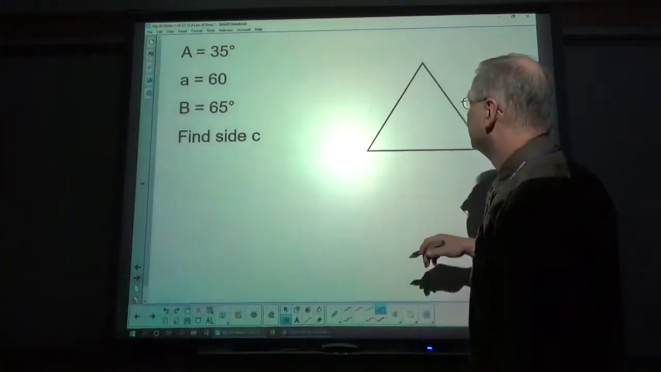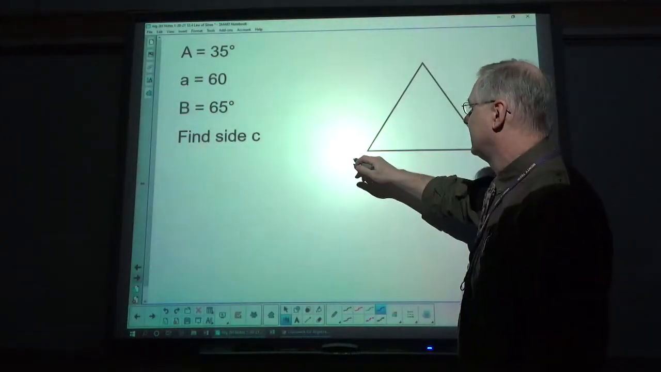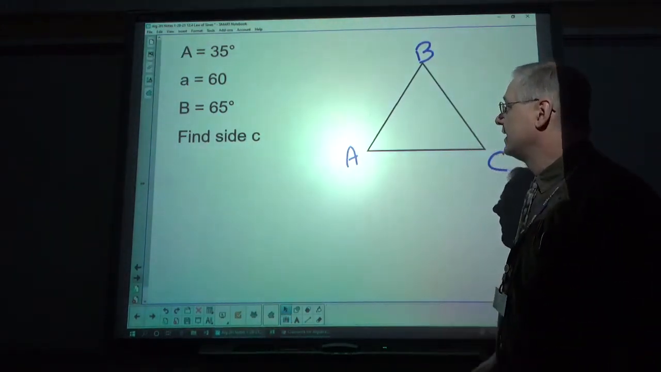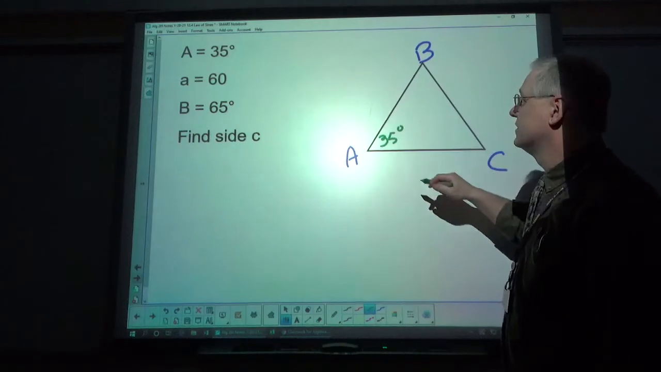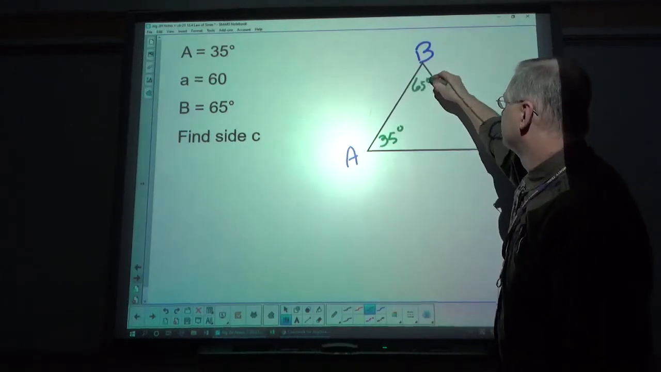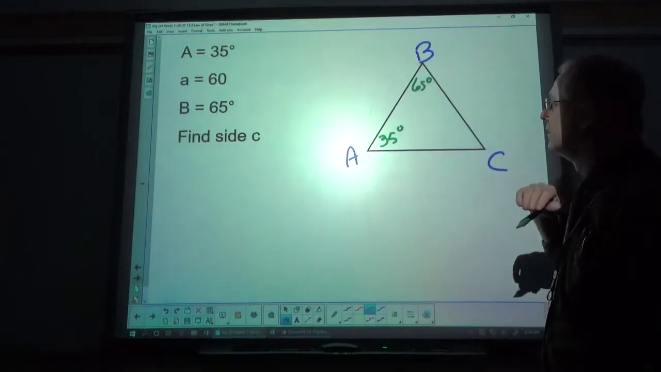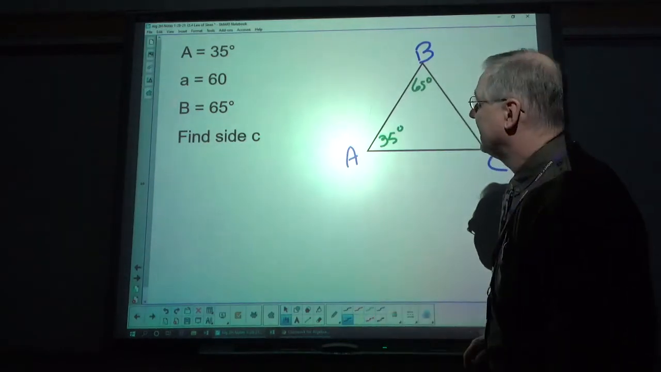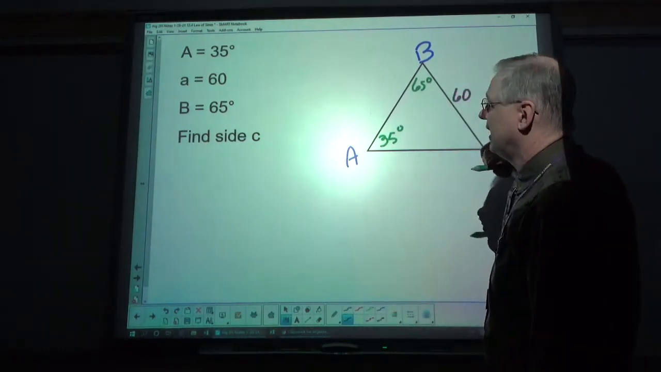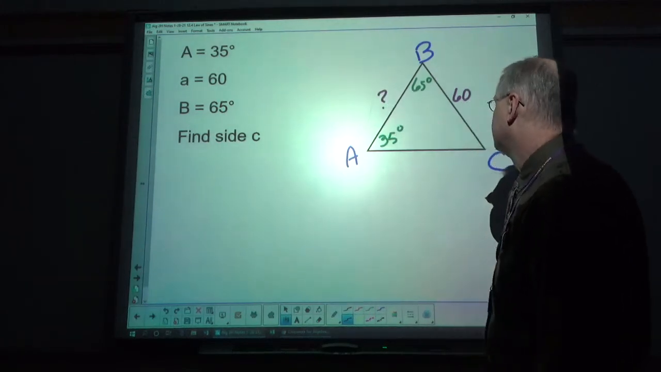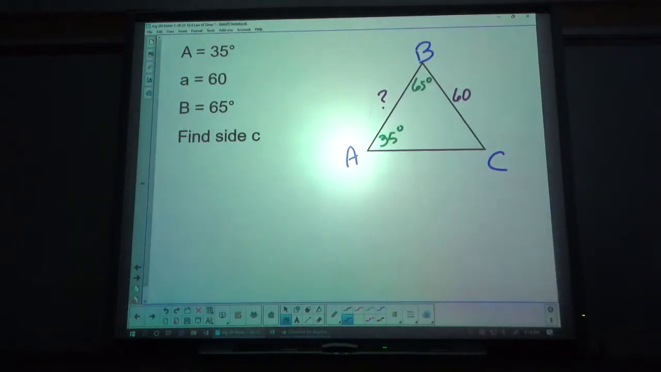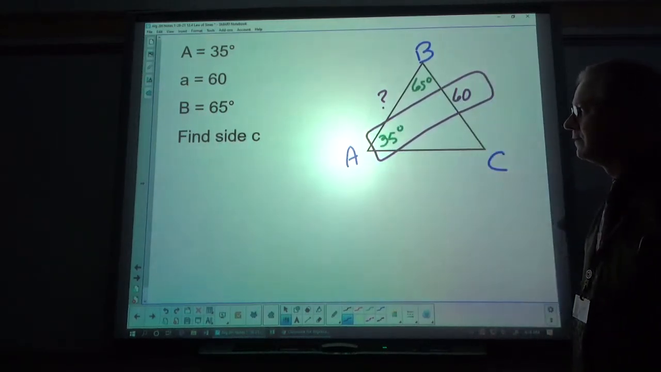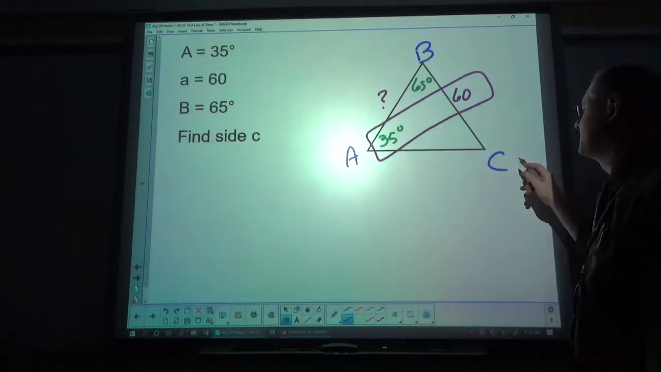All right, so it doesn't matter which one you call A, B, and C. Let's label them A, B, C in this case. Angle A is 35 degrees. Angle B is 65 degrees. We don't know angle C. We know side A is 60, and we're trying to find side C. Well, I have one proportion here, right? I need another proportion for C.